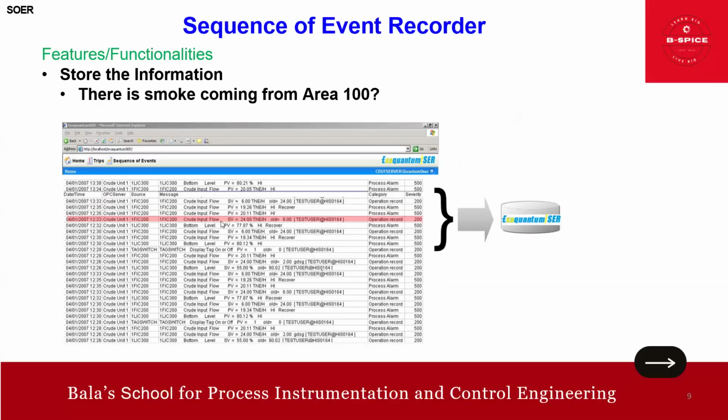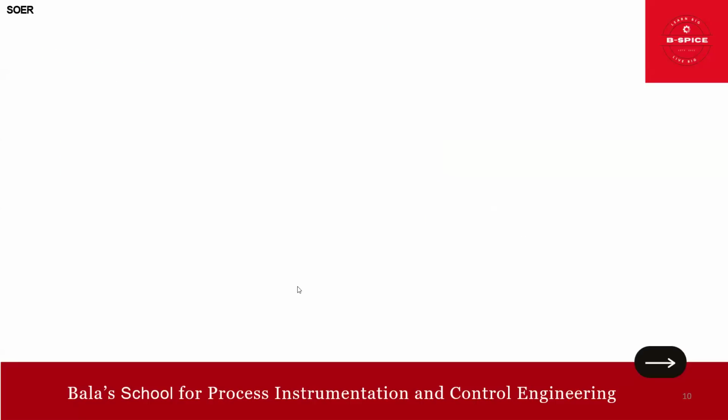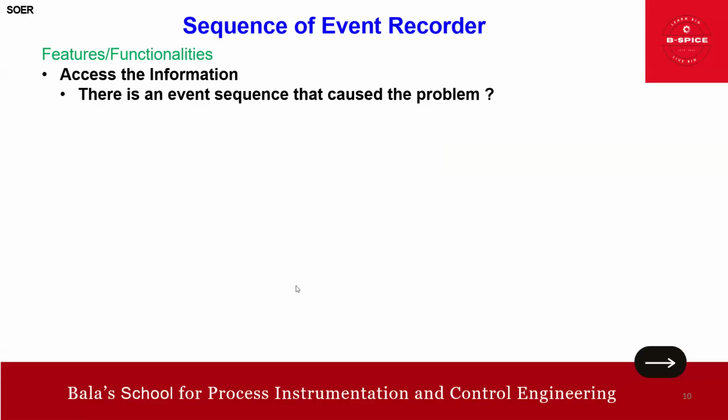So you can take anything, you can see the crude, the timestamp, the unit, the tag, and your description. What is the high, low, everything in this is there in the Exaquantum homepage. In fact, this is the homepage. You can find out everything here, including the severity and whether it's a process alarm or operation record. All those you can dive deep here. That's the point. Then access the information.